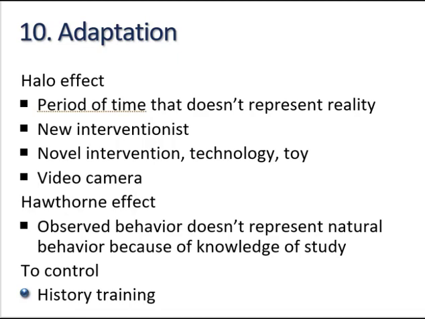Finally, we have the Hawthorne and halo threats. The halo effect is a period of time that doesn't represent reality. Maybe there's a new interventionist or a novel intervention or technology. The Hawthorne effect is also a case where the observed behavior doesn't represent natural behavior because of the participant's knowledge of the study. To control for threats of adaptation, we do history training.